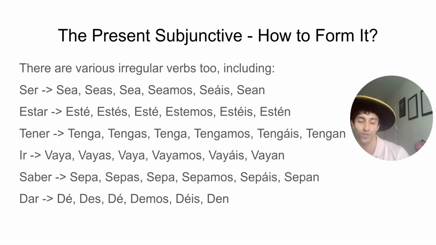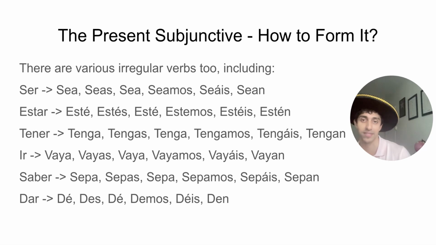Okay, there are unfortunately many irregular verbs in the present subjunctive too. And these include the following. I think this is a very useful list to have for GCSE and iGCSE. And if you know all these irregular forms, then that's excellent, essentially, for your GCSE and iGCSE exams.